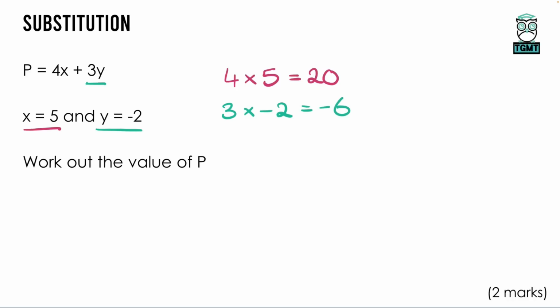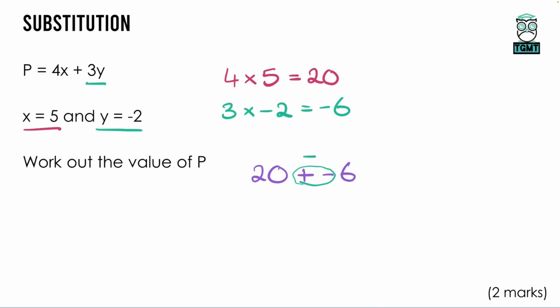And then it asks us to actually add these together. So 4x is 20. We're going to add to that 3y. We've just worked out 3y was -6. So it's 20 plus -6. And not forgetting, when we are adding a negative, that is just a subtraction.